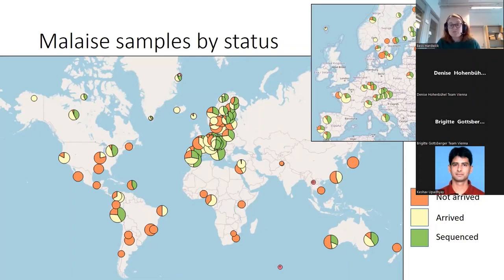And even if a sample has been sequenced, we might not have the data just yet because the data files are very large, and to download them securely from Canada takes a little time, but we are getting those.